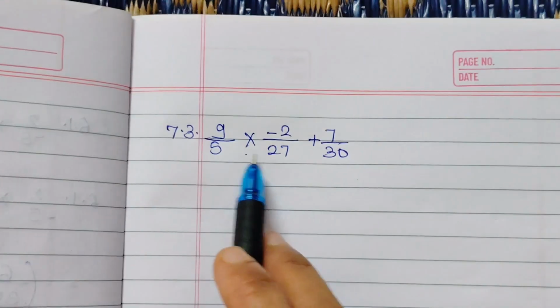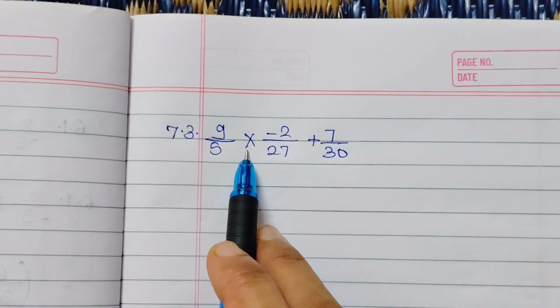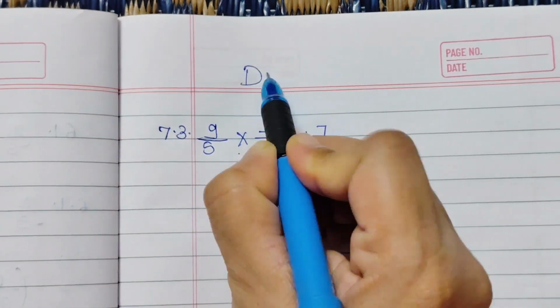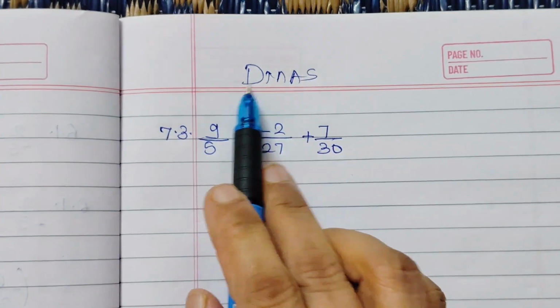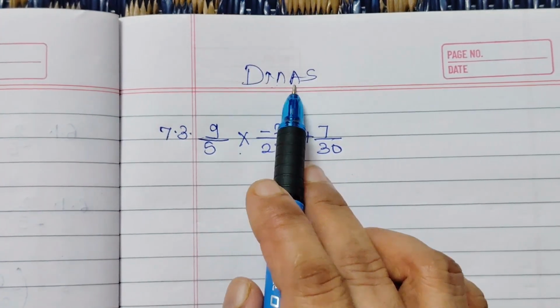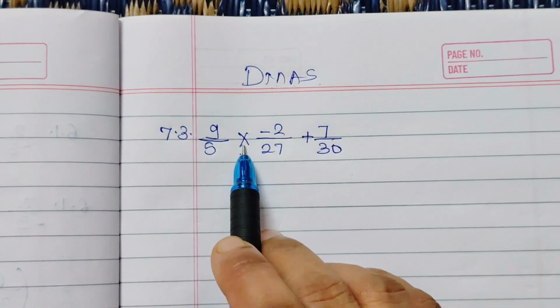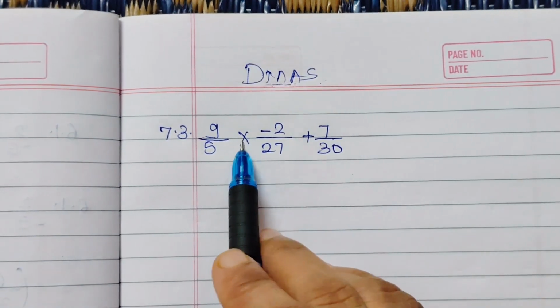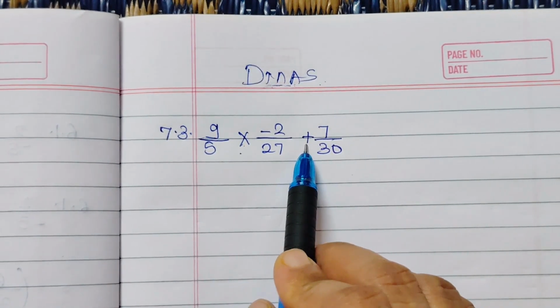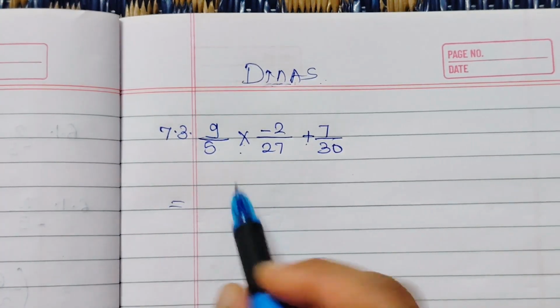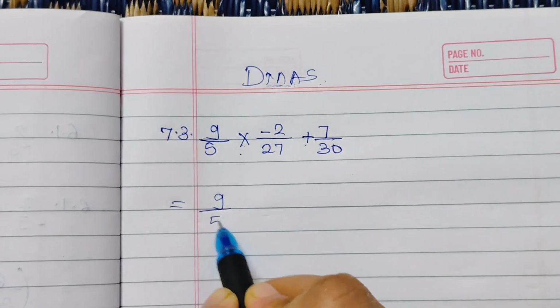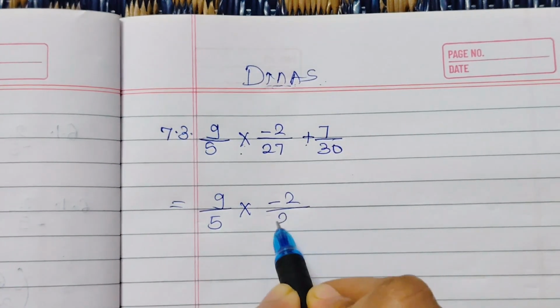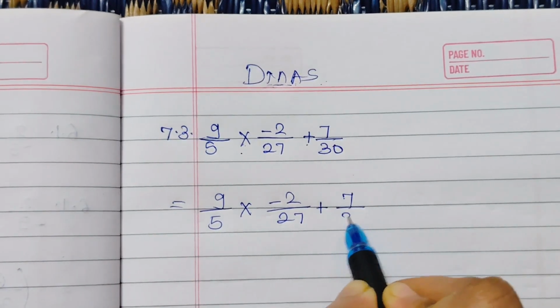Always, whenever we have subtraction, addition, multiplication, division, we use BODMAS. DMAS. What is DMAS? First we divide or multiply whatever is there, and then addition and subtraction we do. So here multiplication is there. Division, multiplication, addition and subtraction. So first we will multiply, then we will add. So I will write it again. 9 upon 5 multiplied by minus 2 upon 27 plus 7 upon 30.